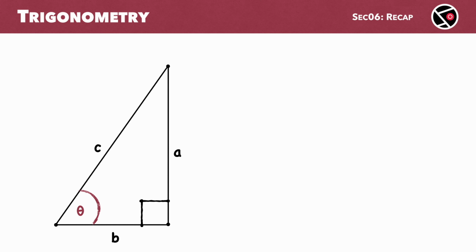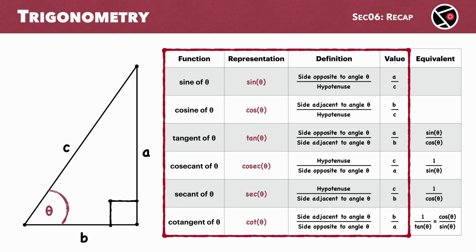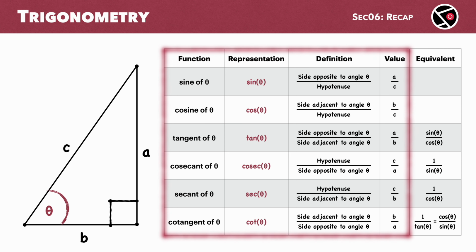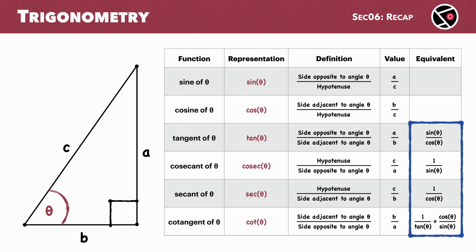Moving further, here are the definitions for each of the trigonometric ratios. Sin theta is the ratio of side opposite theta to the hypotenuse. Cos theta is the ratio of the side adjacent to theta to the hypotenuse, and so on. Sin and cos are the primary trigonometric ratios. All the other ratios can be written in terms of sin and cos. For example, tan theta equals sin theta divided by cos theta.